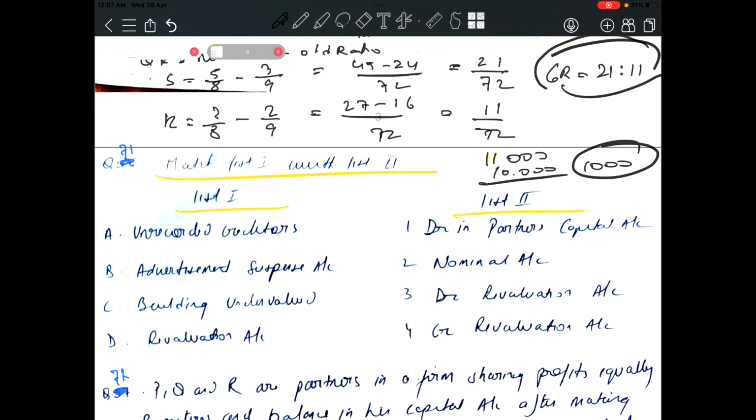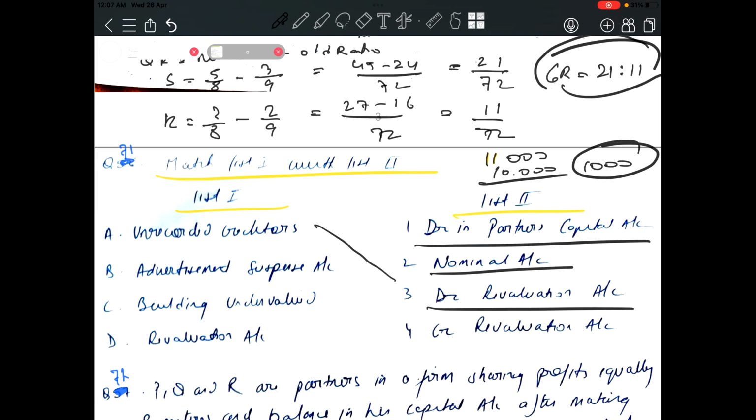So is this an item of revaluation account debit side? Yes, right? So where will you transfer this unrecorded creditors? You will transfer this unrecorded creditors to the debit side of revaluation account. Because revaluation account is a nominal account, debit all expenses and losses. So this is a loss, so you will transfer it to the debit side of revaluation account.